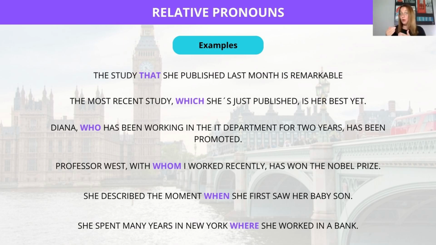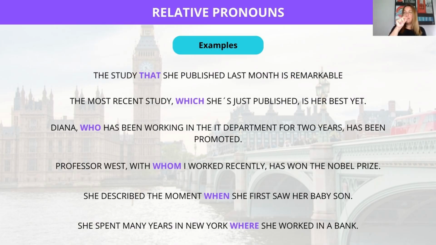So the relative clause is when she first saw her baby son, right? When is the relative pronoun that refers to the moment. So we use when to talk about time, dates, moments in general, right? So when she first saw her baby son, yes.